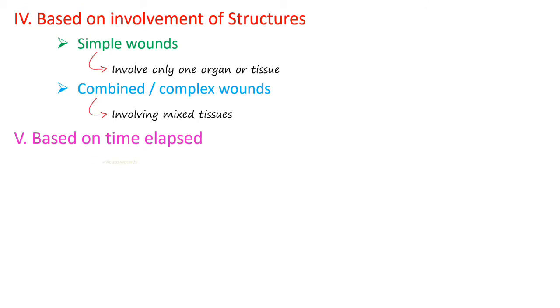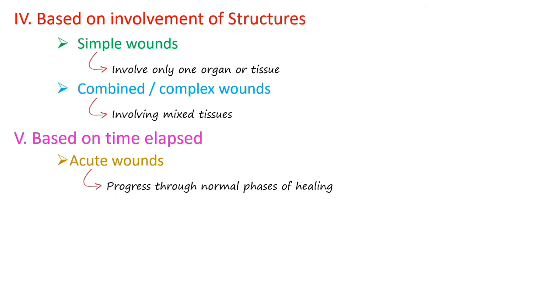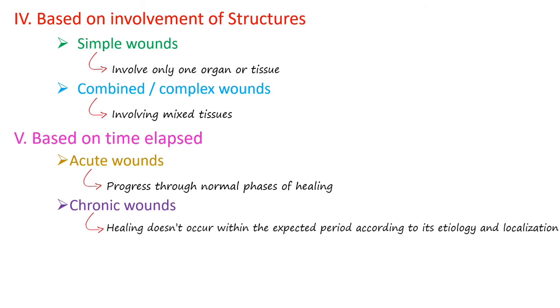Based on time elapsed, there are acute wounds that progress through the normal phases of healing. Chronic wounds, where healing doesn't occur within the expected period according to its etiology and localization. Chronic wounds are of two types. Number one typical and number two atypical.